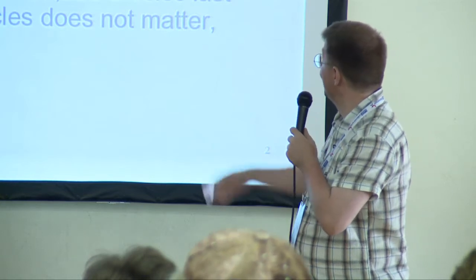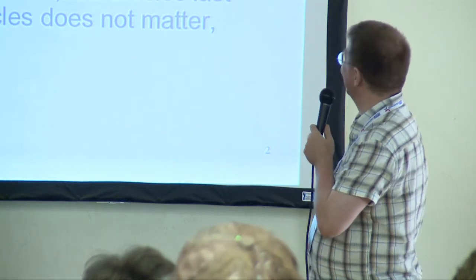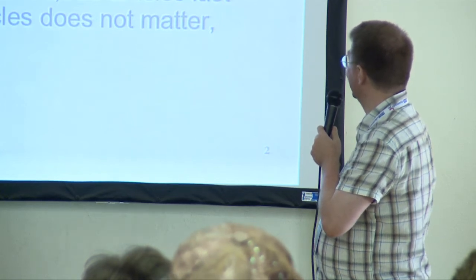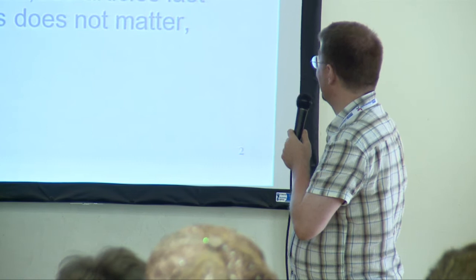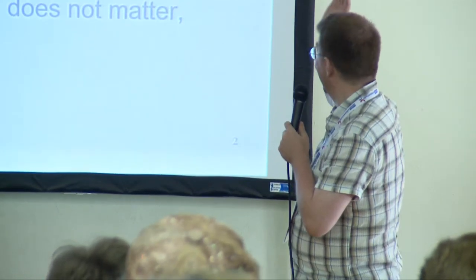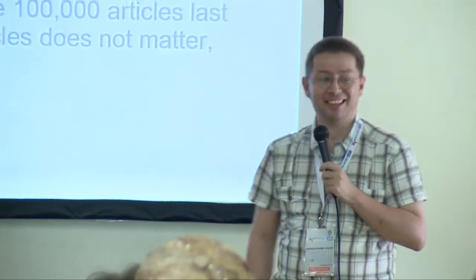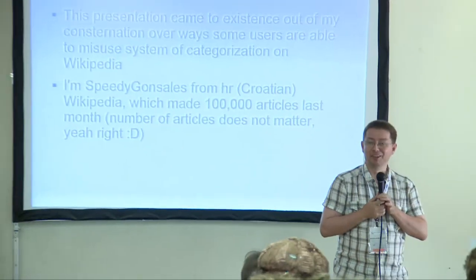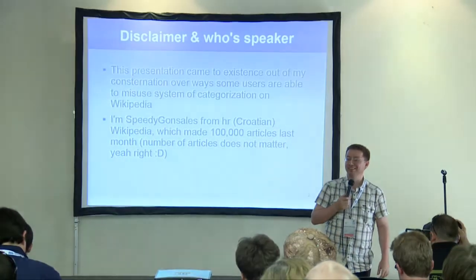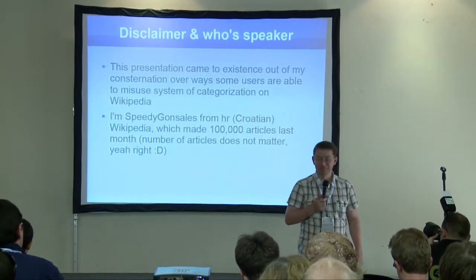So this presentation came to existence out of my consternation over the way some users are able to misuse the system of categorization of Wikipedia. I'm SpeedyGonsales. The number of articles doesn't matter. We heard that the aim is to get 50 million articles. Okay, let's do it.